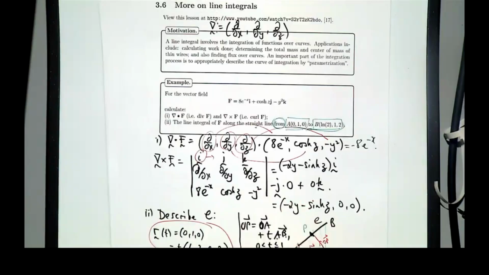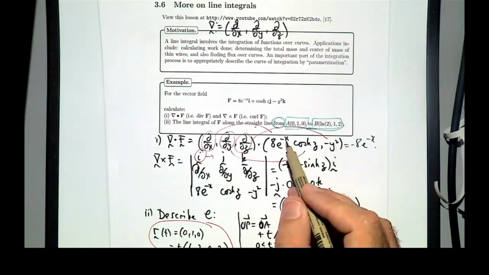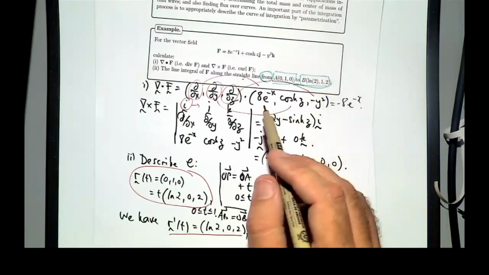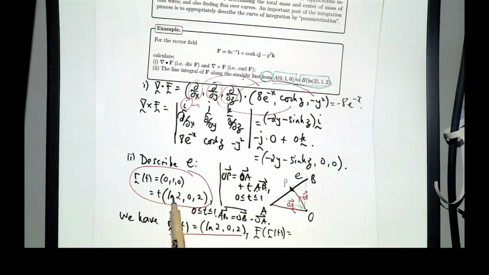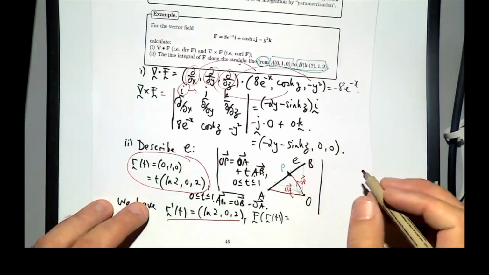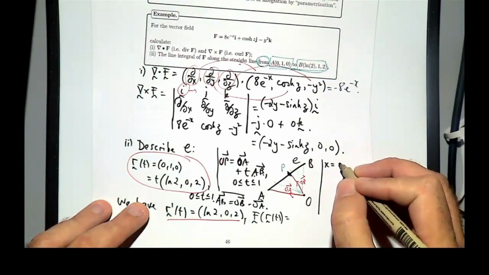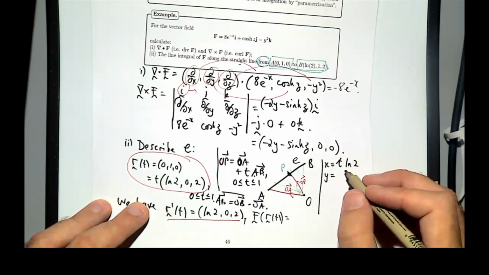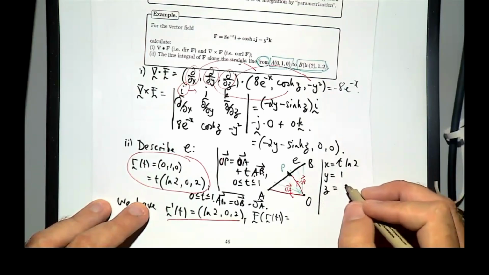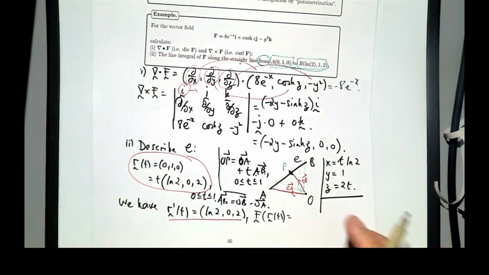All right, so let's go back up here. Here's our vector field. We just basically replace x with 2 log 2, y with 1, and z with 2t. Okay, so let me write those out so it's clearer. Okay, so I've written out the components of the R vector there.